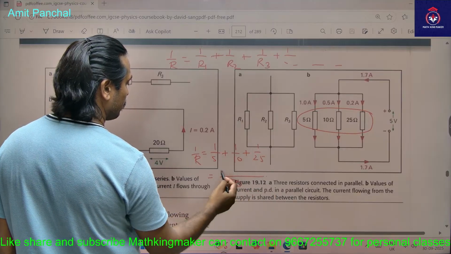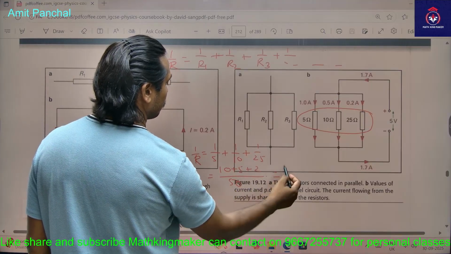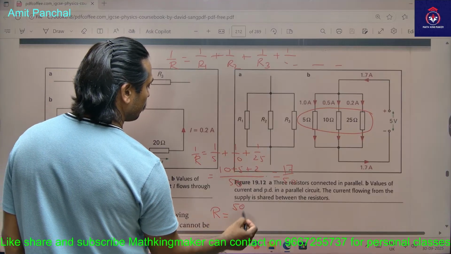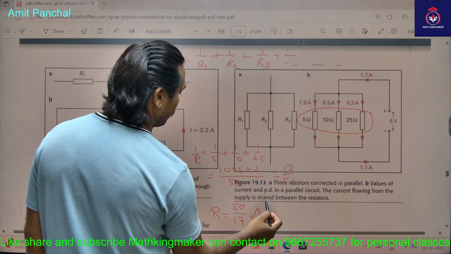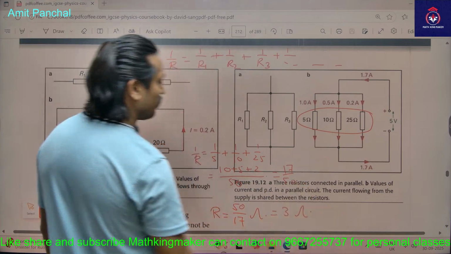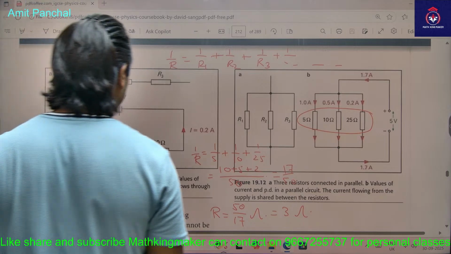50 will be the LCM, so that will be 10 plus 5 plus 2. How much is it? 17 by 50. So what will be R? R will be 50 by 17 ohm, which is approximately 3 ohm. So you can see here that in a parallel combination, the effective resistance is decreasing. If you want to have low resistance, then you must use a parallel combination. Got my point?